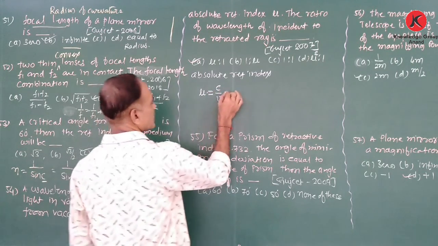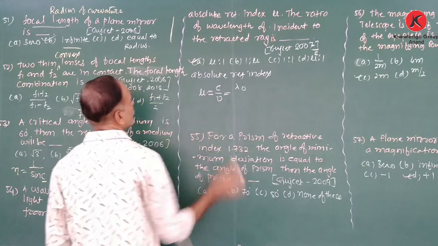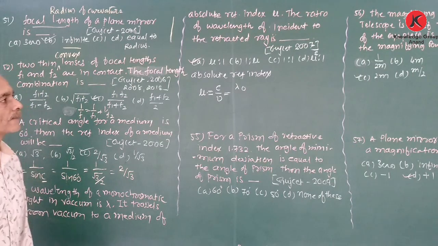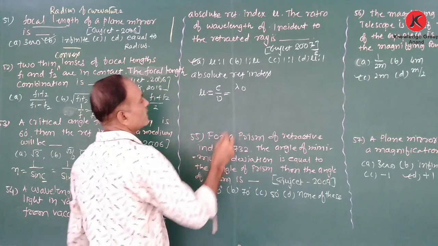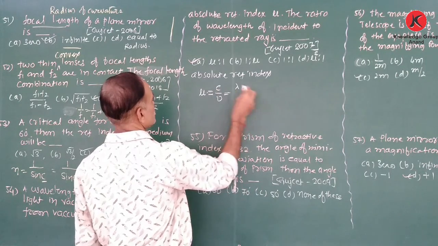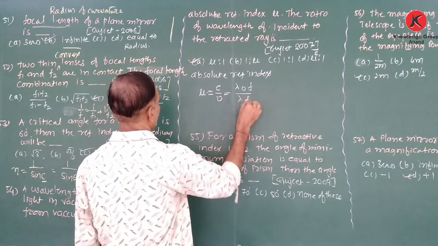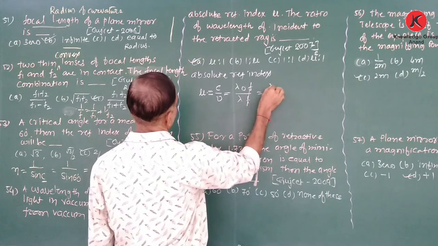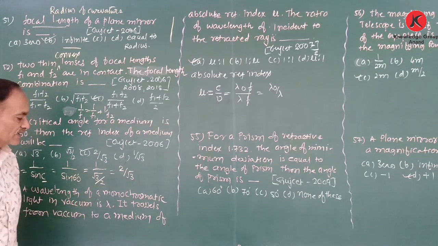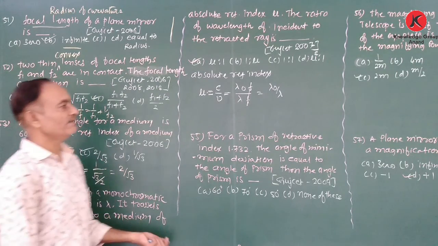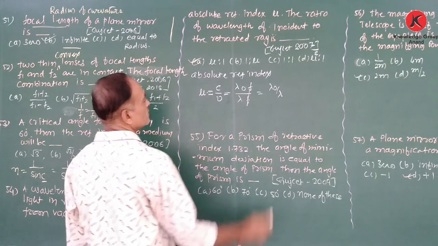Now, the wavelength in vacuum is lambda 0, and in the given medium it is lambda. So mu is equal to C upon V, which is lambda 0 f upon lambda f. The f cancels, therefore mu is lambda 0 upon lambda, where lambda 0 is the wavelength in vacuum and lambda is the wavelength in the medium.